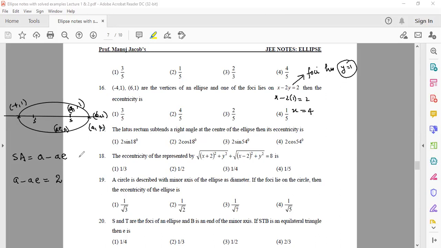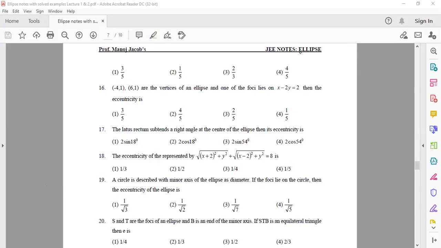Can you tell me how much is A? Are you getting this idea or not? Sir, how did you get that A minus A is? Okay, fine. You ask me, it is easy for me to teach.